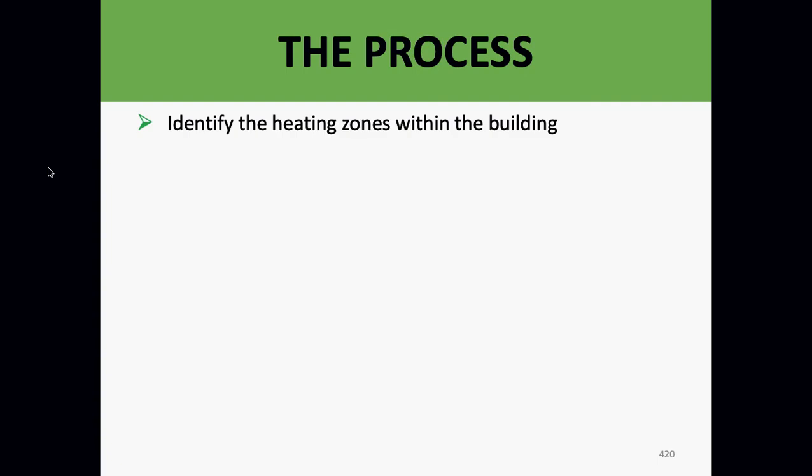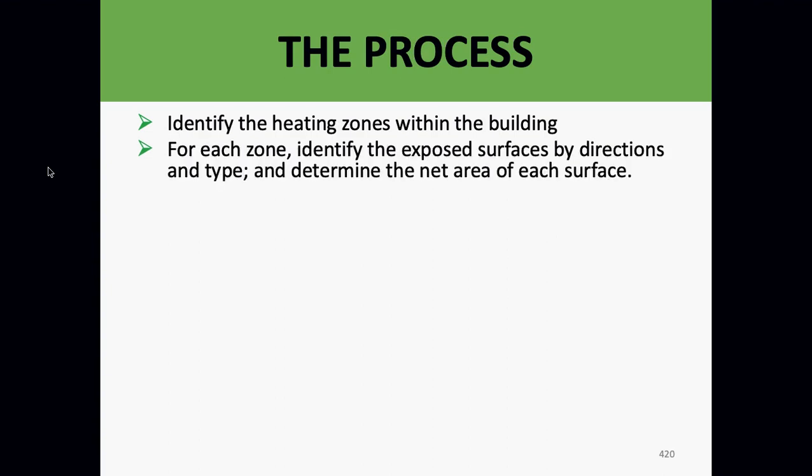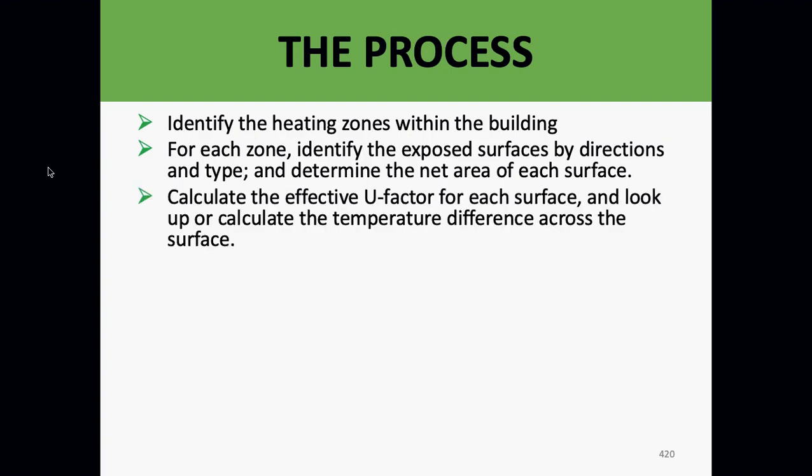We've identified the heating zones within a building. That's your rooms, basically each room. We're doing the exposed surfaces. That's the outside walls and the windows and the doors. You've already come up with the net areas for each surface. That was part 2 of our assignments. We found the effective U factors, and we found the temperature differences because we have that information on our Excel worksheet. So all of this you've already done up to this point.